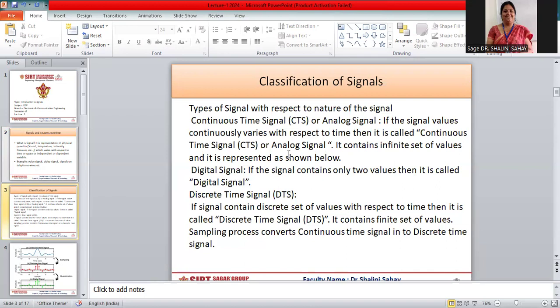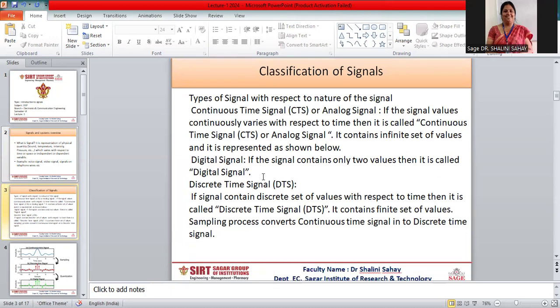Discrete time signals: if the signal contains a discrete set of values with respect to time, then it is called a discrete time signal. It contains a finite set of values. The sampling process converts a continuous time signal into discrete time signals.